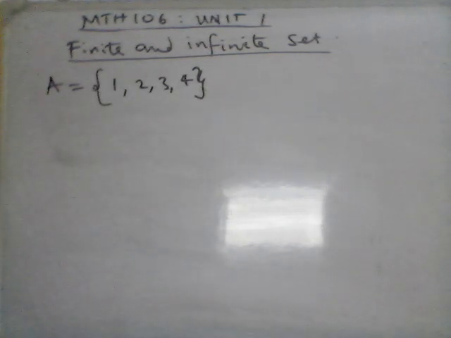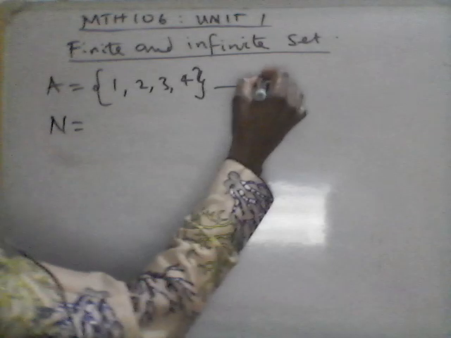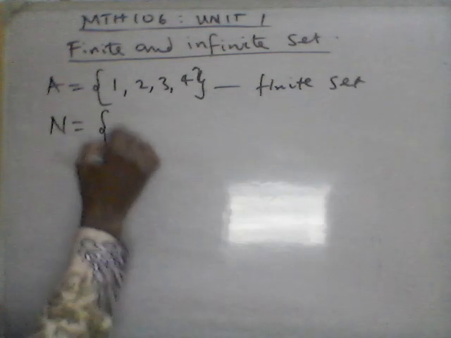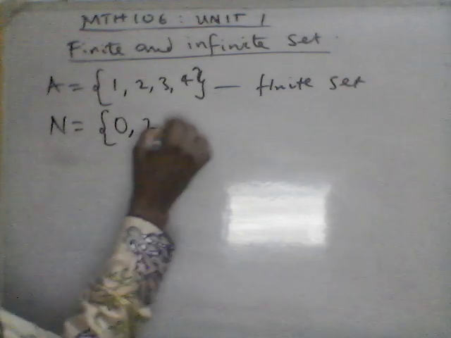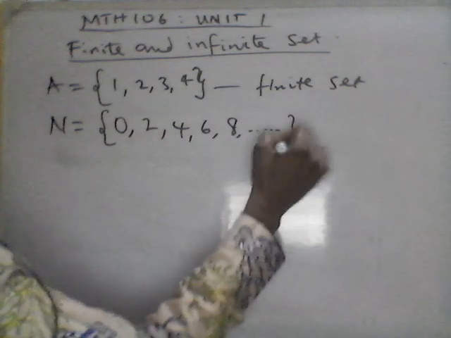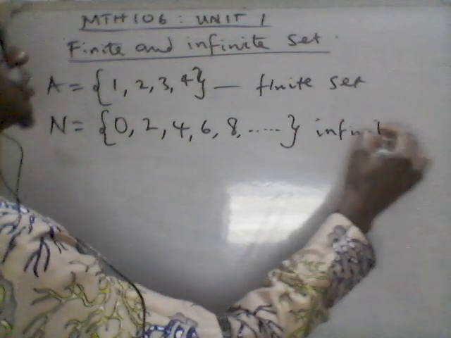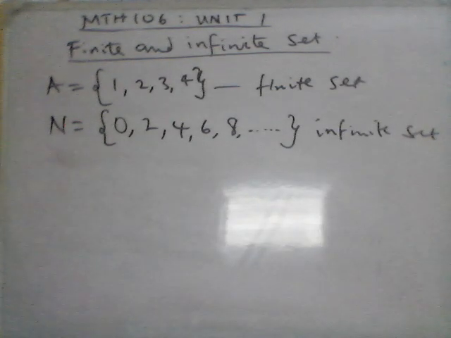Now another kind of set can be infinite. Let me call this one finite set so you know. If I have set n, which contains 0, 2, 4, 6, 8, and then I put continuous dots like this, showing that it never ends, this is an infinite set. So these two names denote the kinds of sets this represents on the board.